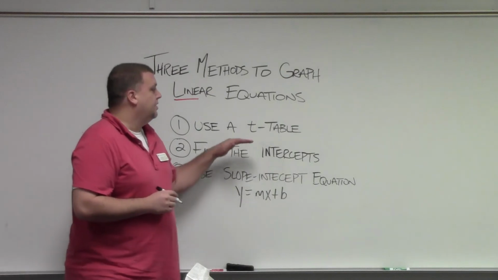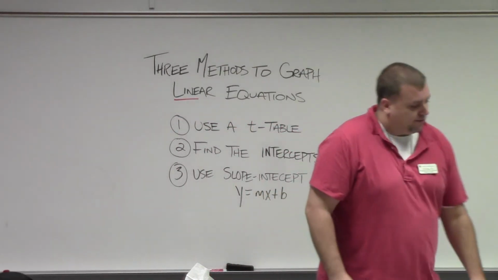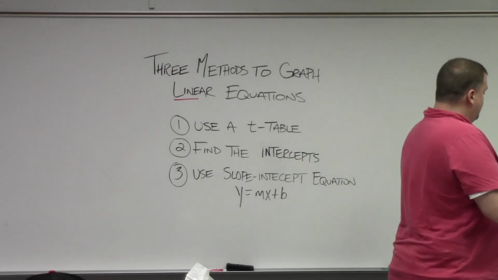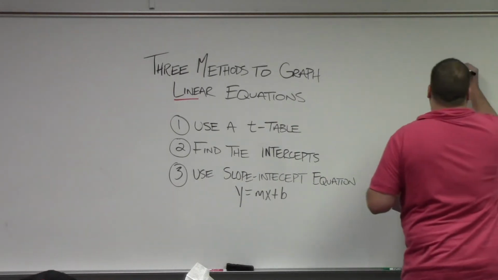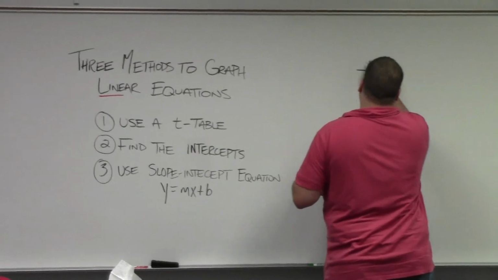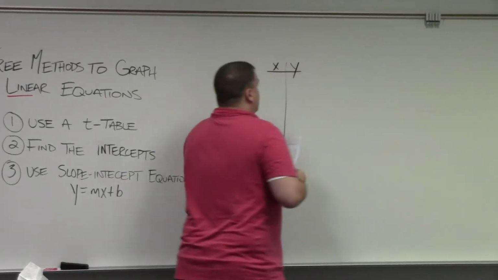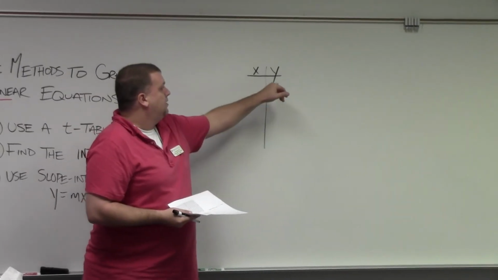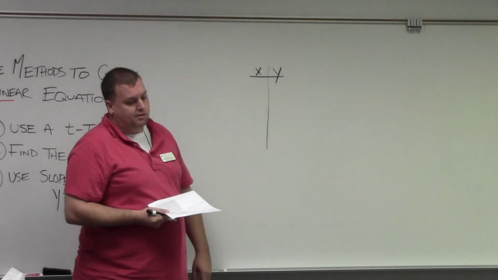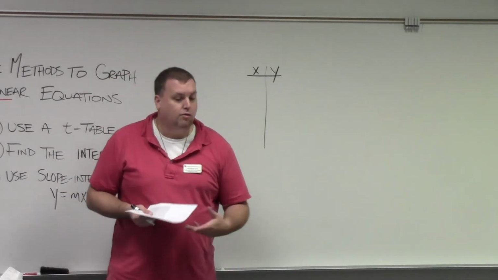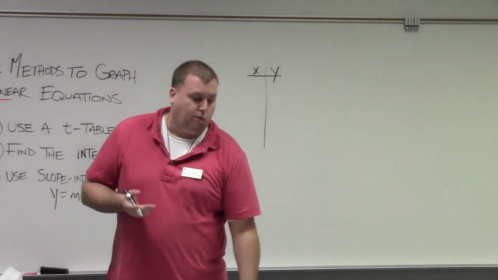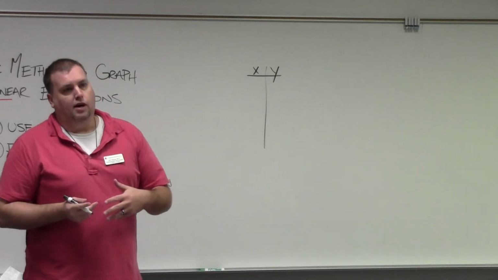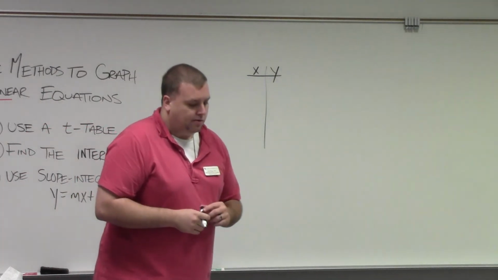So the first thing we're going to talk about is using a t-table. So on the first back of the cover page, it'll say use a t-table. And a t-table is called a t-table because it makes a T shape. And we'll have x on one side, y on the other. X comes first. And we're going to plug in three random numbers for x or y. I like plugging them in for x and figuring out y. That's usually the best scenario.